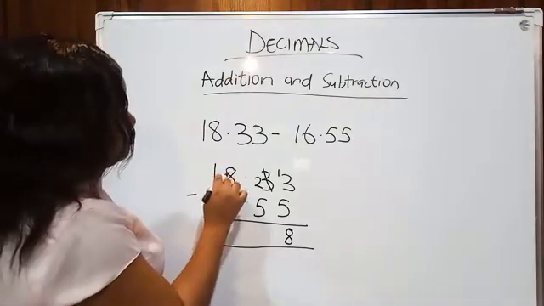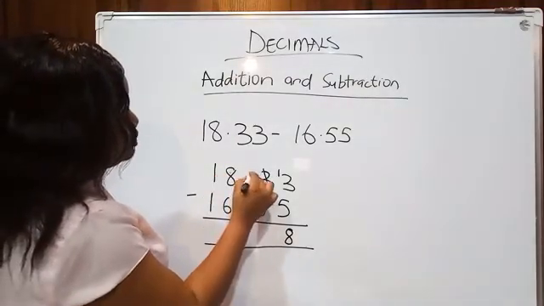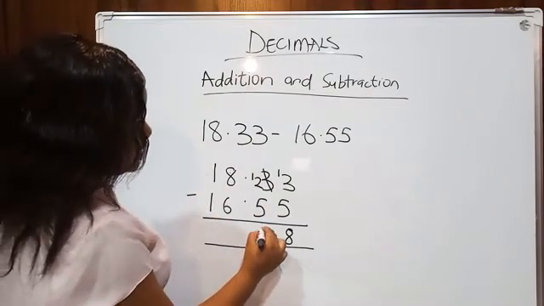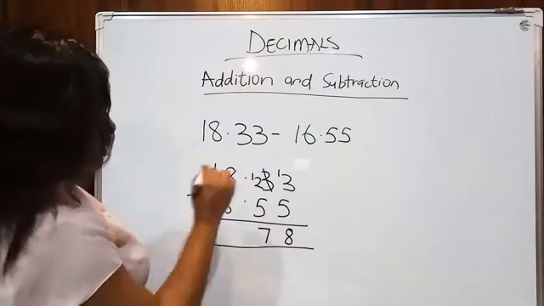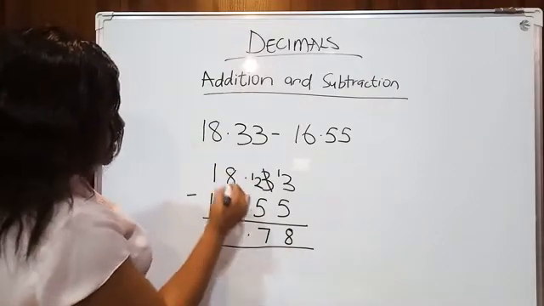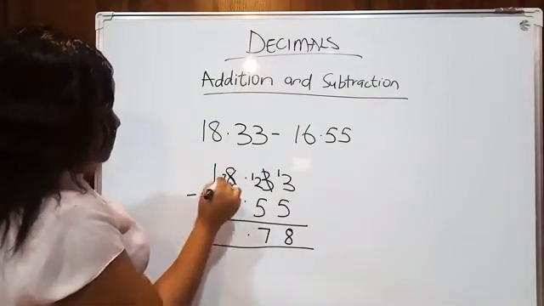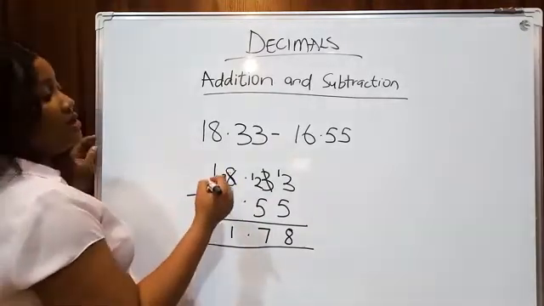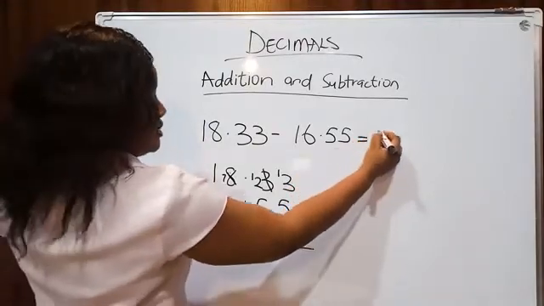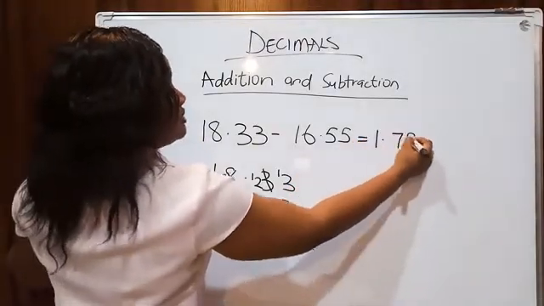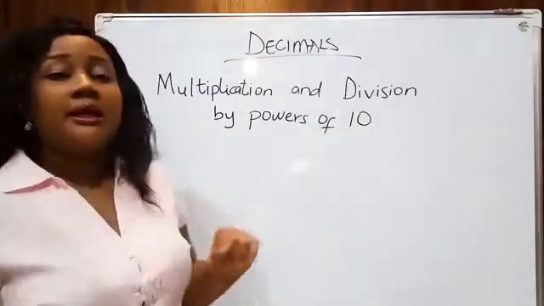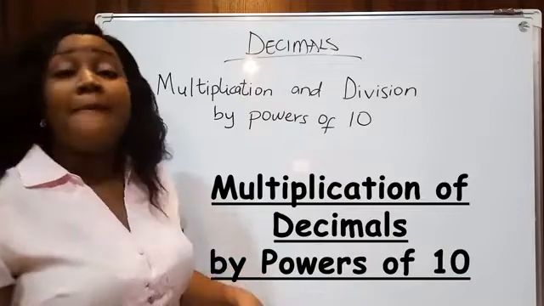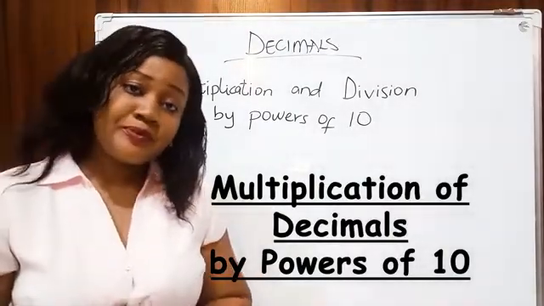Okay, so you now move on from 8 to 2, it becomes 12. So 12 take away 5 gives us 7. Then you bring down our decimal points. Here we now have 7. 7 minus 6 is 1. 1 minus 1 is 0. So the answer is 1.78. Let's look at multiplication and division of decimals by powers of 10.